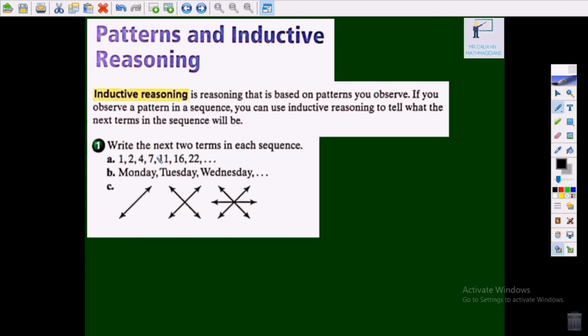It says, write the next two terms in each sequence. I'm going to change our color here for letter A. So the first one says, for example, 1 plus 1 is equal to 2, to find the sequence from 1 to 2. Then from 2 to 4, we can say that is 2 plus 2 is equal to 4. To find the next sequence, we can say 4 plus 3 is equal to 7.